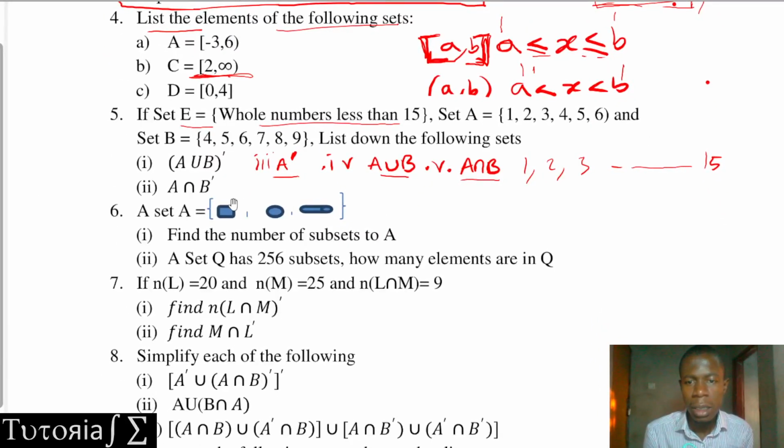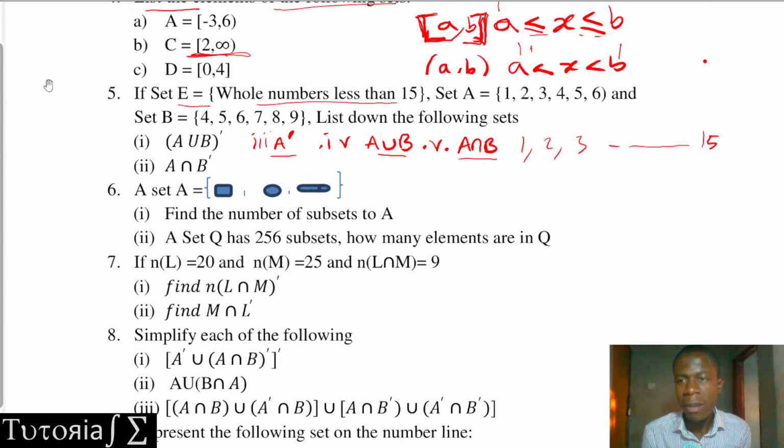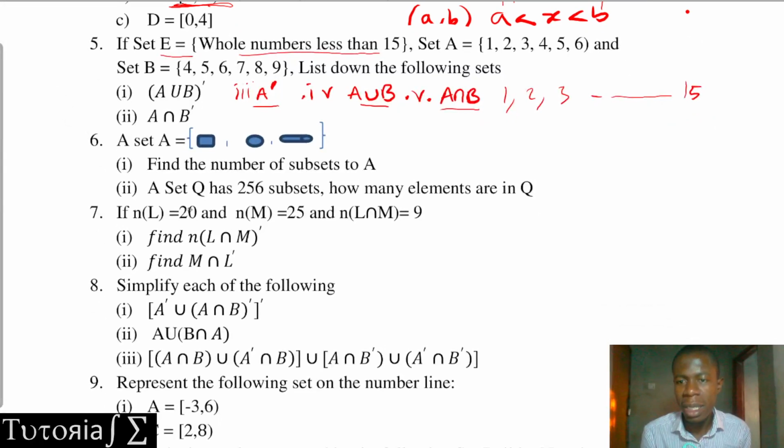Okay. I think question 5, you can also do question number 7. So number of elements in L is equal to 20, number of elements in M is equal to this, number of elements in that is equal to that. Find the number of elements in A intersection M complement. So that is outside M.